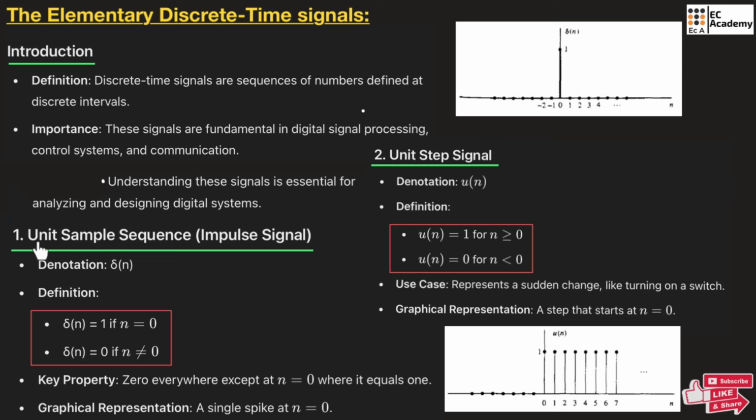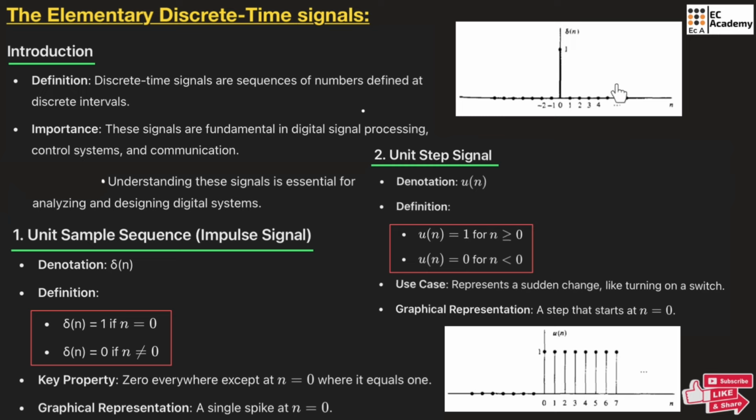Let us understand the first type of elementary discrete time signal, which is the unit sample sequence, also known as the impulse signal. The impulse signal or unit sample sequence is represented as delta of n. This signal can be represented as delta of n is equal to 1 if n is equal to 0, and delta of n is equal to 0 if n is not equal to 0, which means this signal is available only at n is equal to 0. For other values of n, this signal will be 0. So, at n is equal to 0, this signal has the amplitude 1.